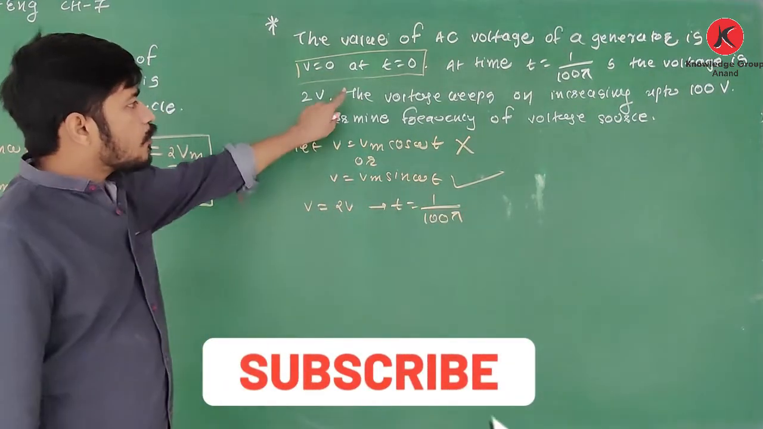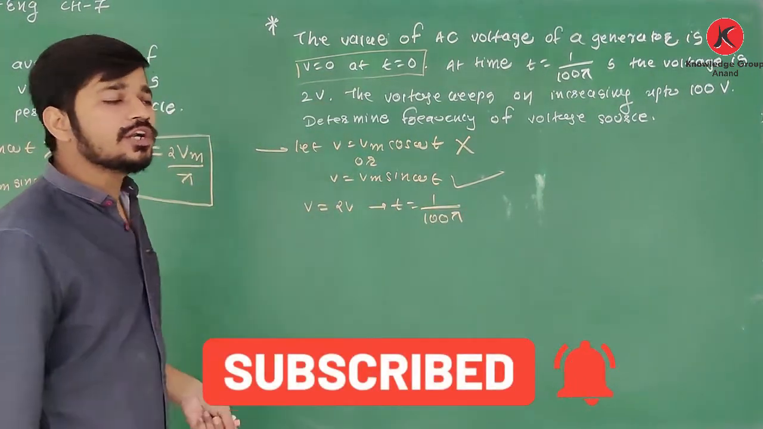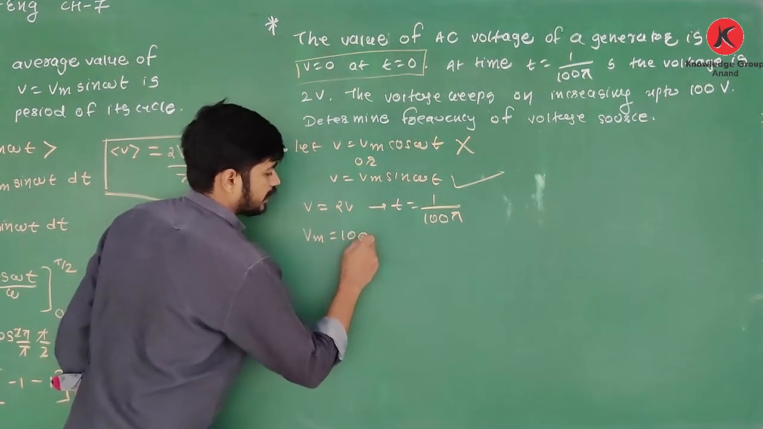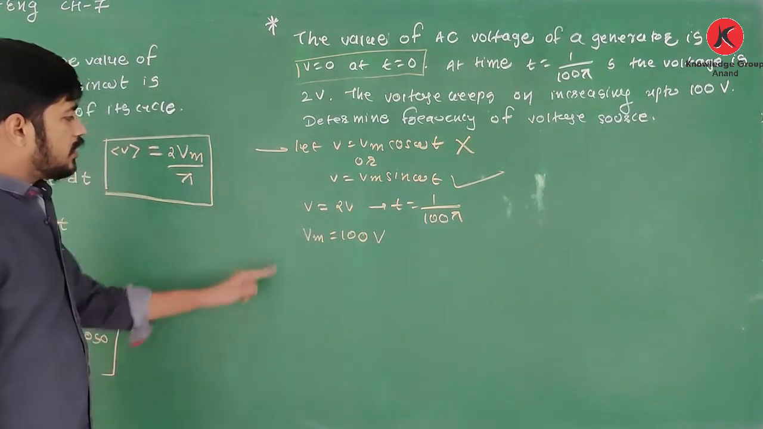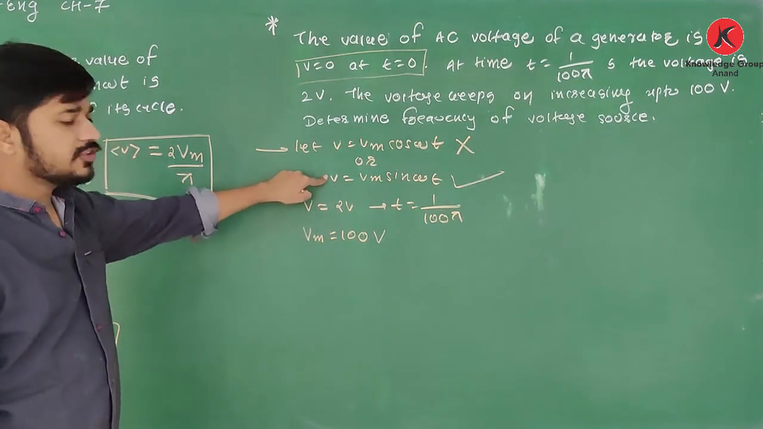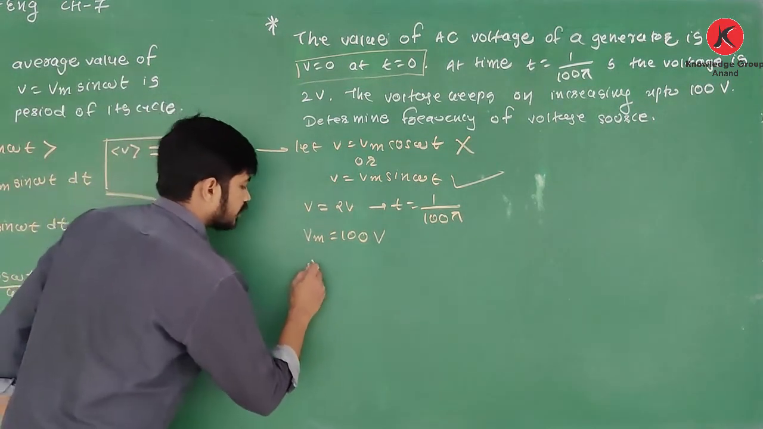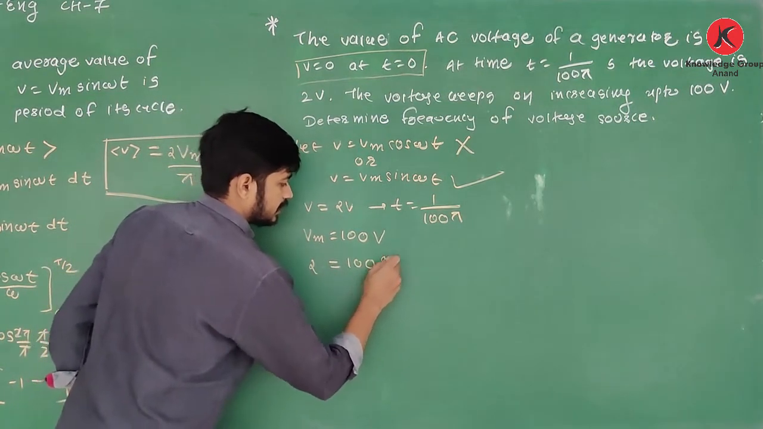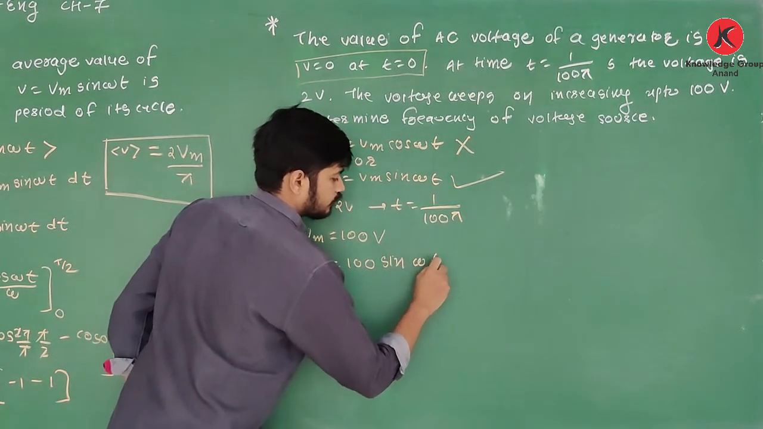The voltage keeps on increasing up to 100 volt, means it is its maximum value. So it is Vm, so Vm is equal to 100 volt. So simple. You have to put these three values in the above equation. So V is equal to 2 volt, Vm is 100, sine ωt.